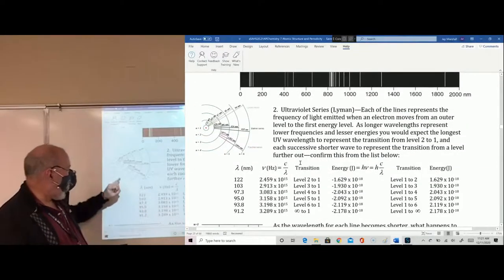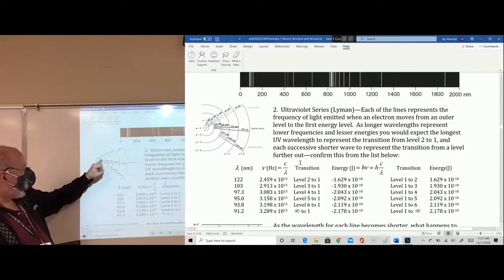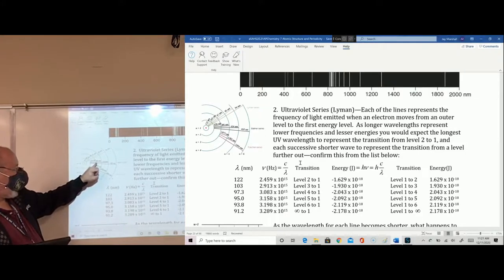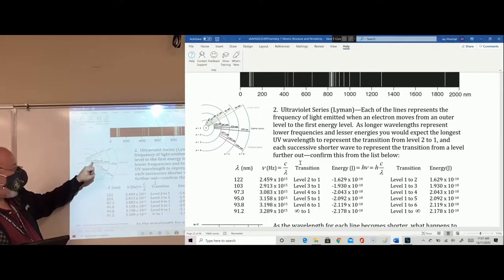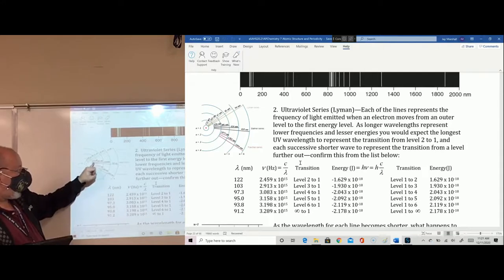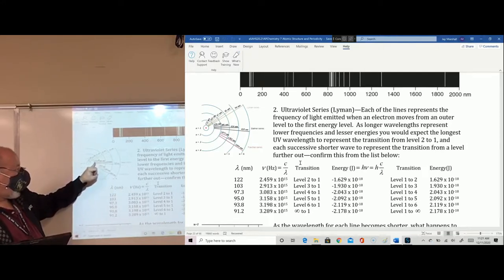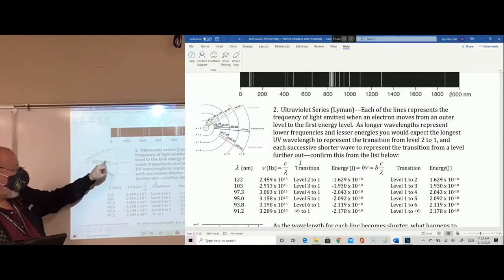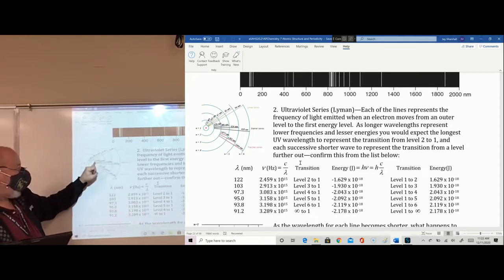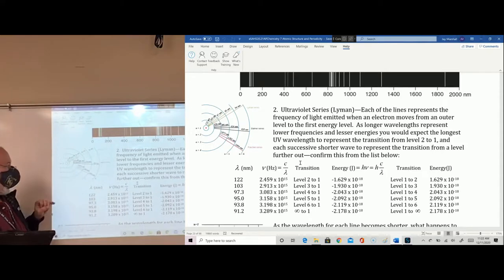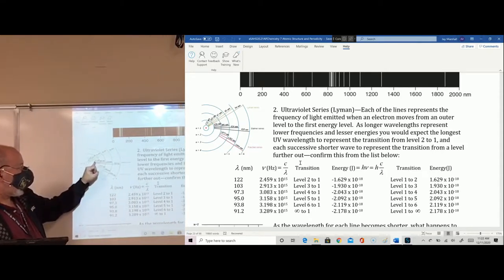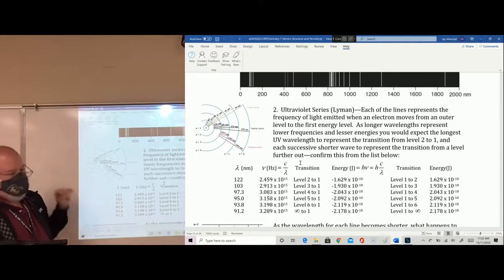if I go from here to here, well, actually, let's just use visible light because that's what we see. If I go from the second energy level to the third energy level, I'm going to have a greater intensity of light than if I go from the second energy level to the fourth energy level, or the second to the fifth, or the second to the sixth. Why am I going to have a greater intensity of light if I just go from here to here and then back?